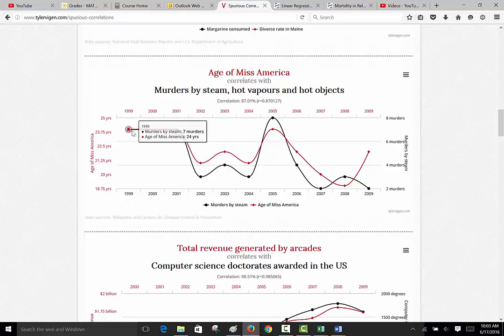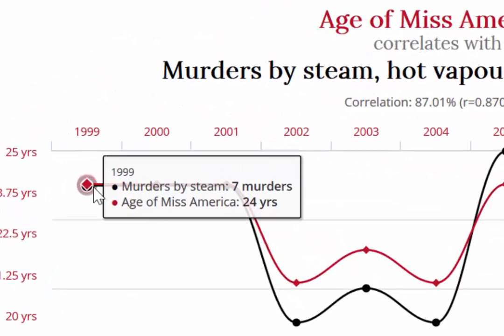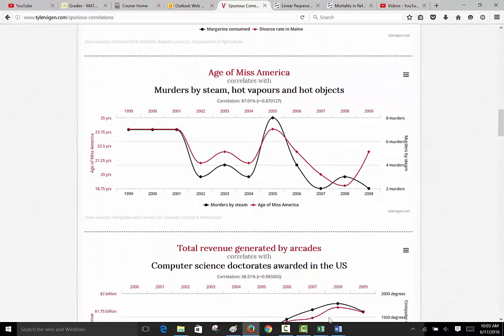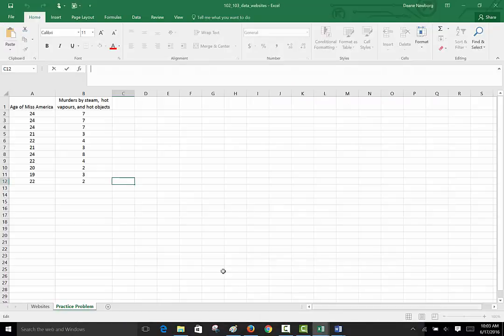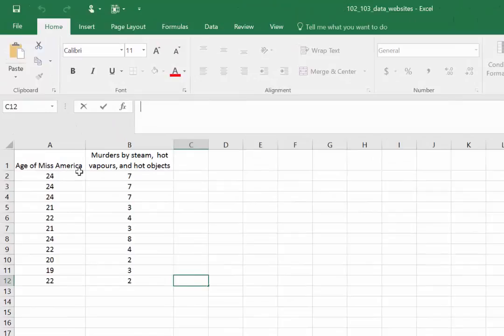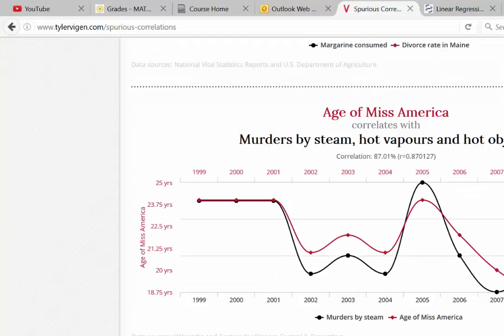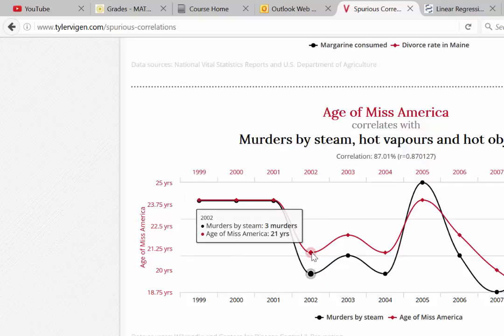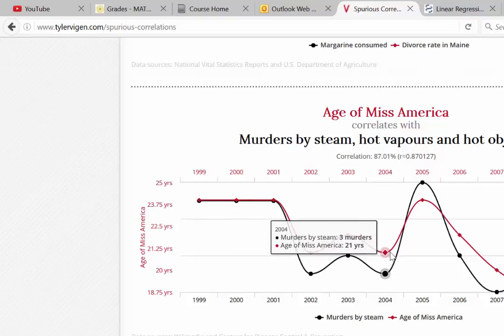And so what you'll do is highlight each of the dots and it tells you the points. So like my first dot, the age of Miss America was 24, murders by steam 7. So I put my first data point as age of Miss America 24, murders by steam 7. And then I did that for each of the points. So I just traced along the graph and then recorded those values in there.